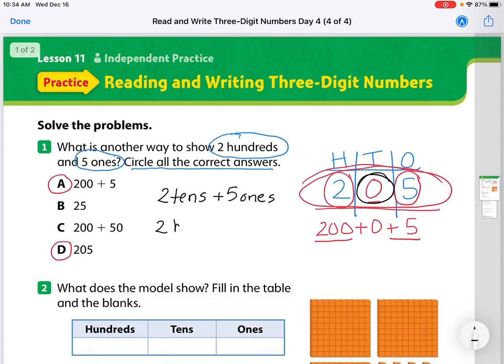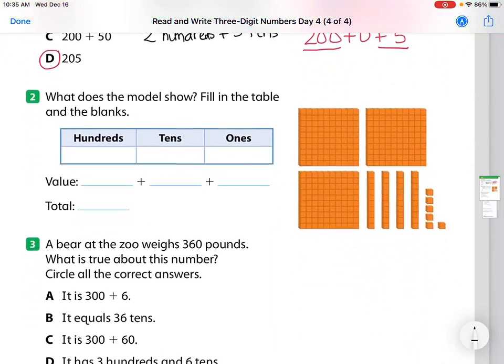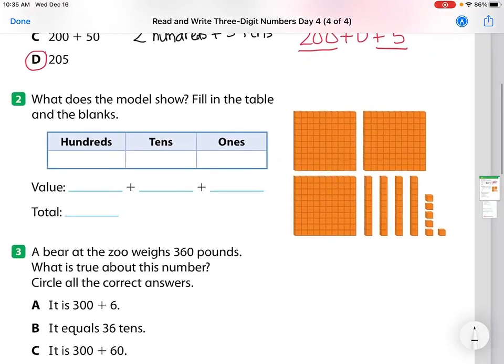All right, let's try that again. It would be 2 hundreds plus 5 tens. And I don't have that at all. I do have 2 hundreds, but I do not have 5 tens. Oh, look, I wrote that wrong. There we go. We need a D in there. Okay, so the answers are A and D. Let's move on to number 2.